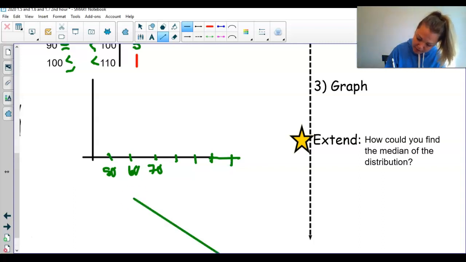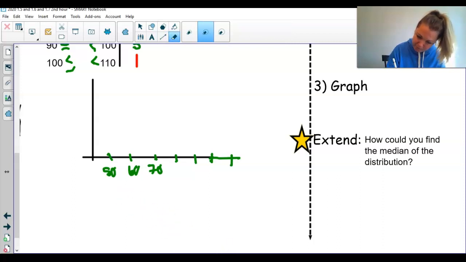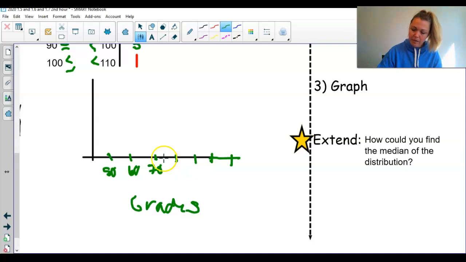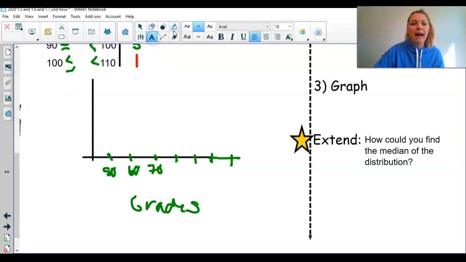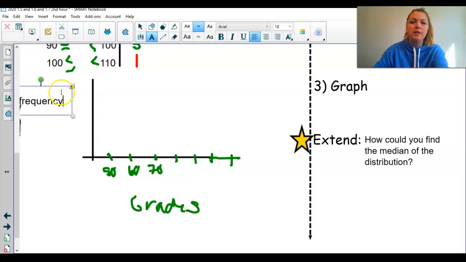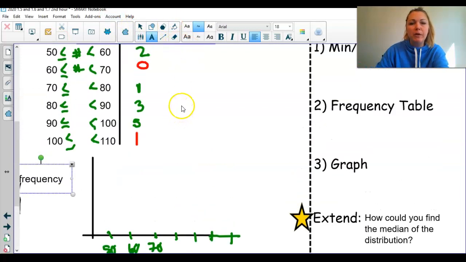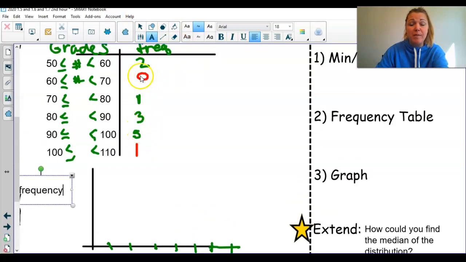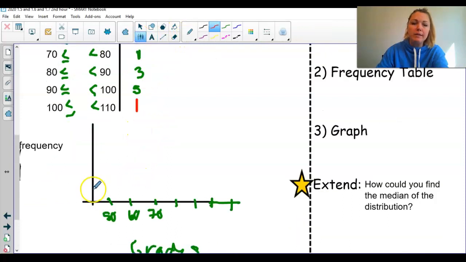I'm going to label, so I'm going to put grades. Okay, and then I'm going to put counts over here, or frequency. I think using my mouse might be better. So when I'm looking at the frequency, I'm going to say my maximum frequency was 5, my minimum was 0. So I'm going to go by ones. 1, 2, 3, 4, and 5.